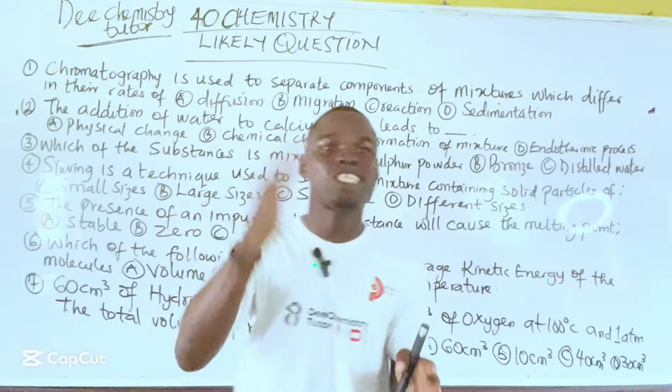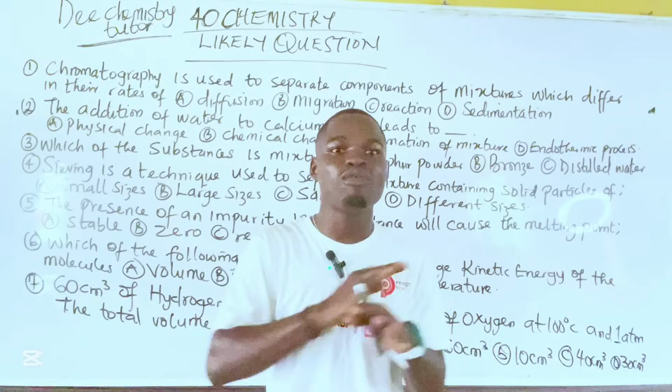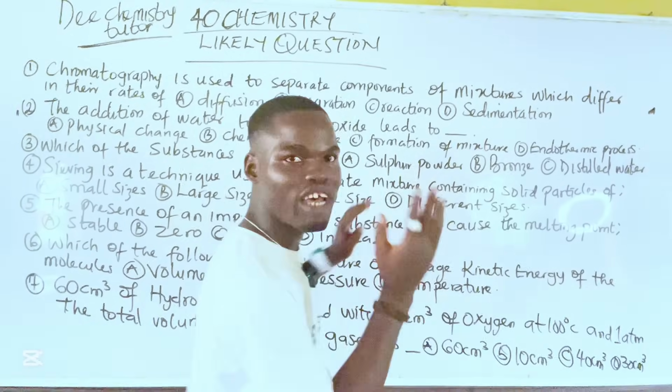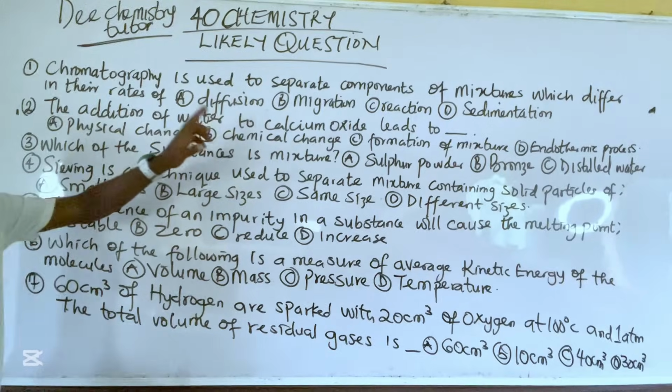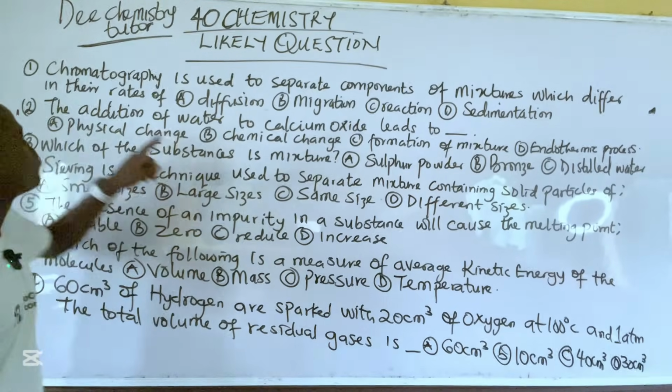Do not scroll because I'll be revealing the 40 most likely repeated questions in chemistry. Let's delve into it. Okay, the number one question here is: chromatography is used to separate components of mixtures which differ in their rate of dash.